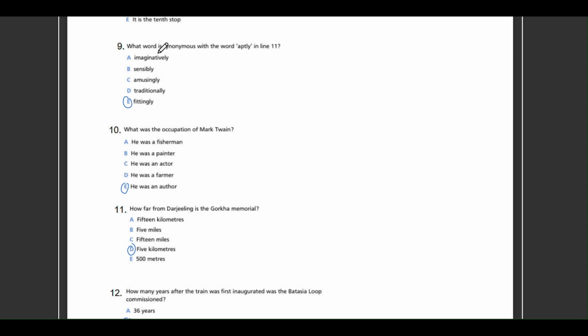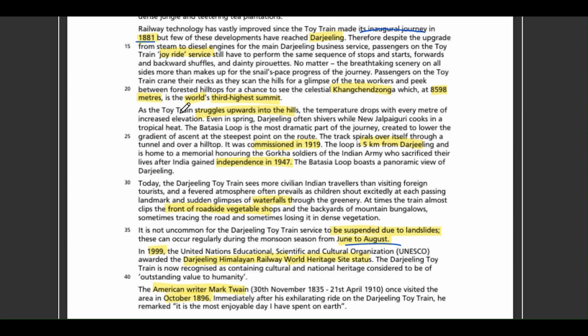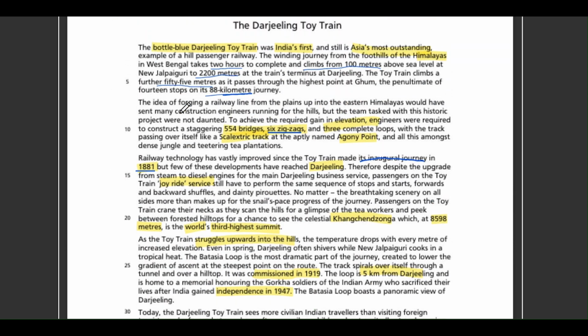Question 9. What word is synonymous with the word aptly in line 11? Your choices are A, imaginatively, B, sensibly, C, amusingly, D, traditionally, and E, fittingly. The correct answer is E, fittingly. Now, aptly named means the name is suitable or appropriate. And fittingly also has a similar meaning.